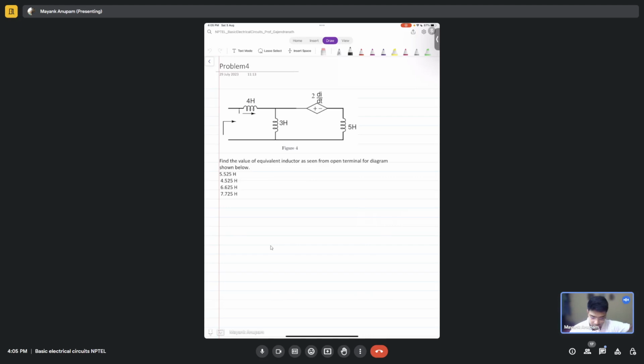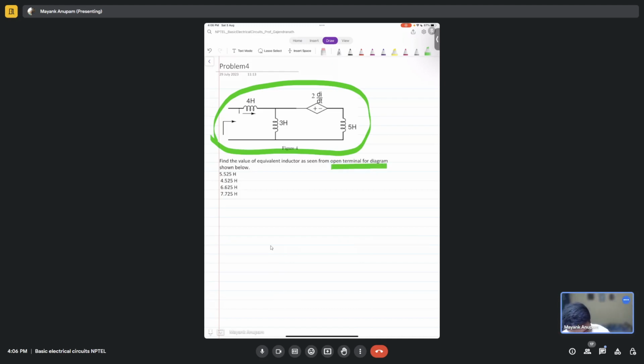So this is the question. You see this weird looking network here. It contains only inductors and some controlled sources. The question is to find the value of the equivalent inductor as seen from the open terminal for the diagram shown. It says shown below, but it is shown above here. That's a mistake in the wording of the question, not a problem. You just have to find this inductor looking between these two ports here.